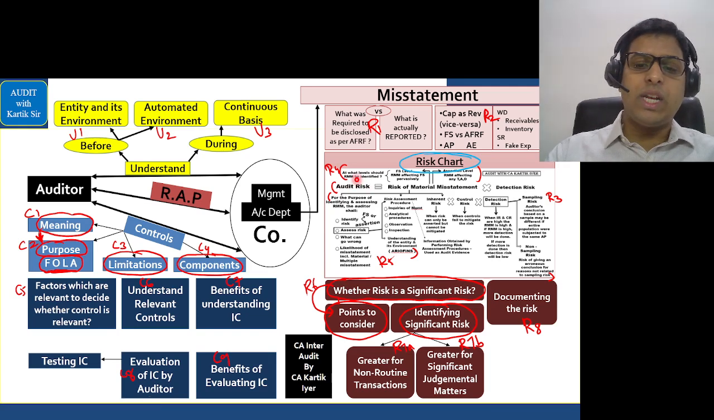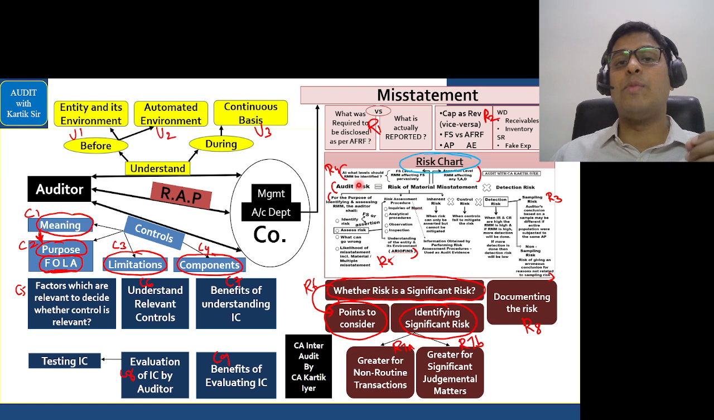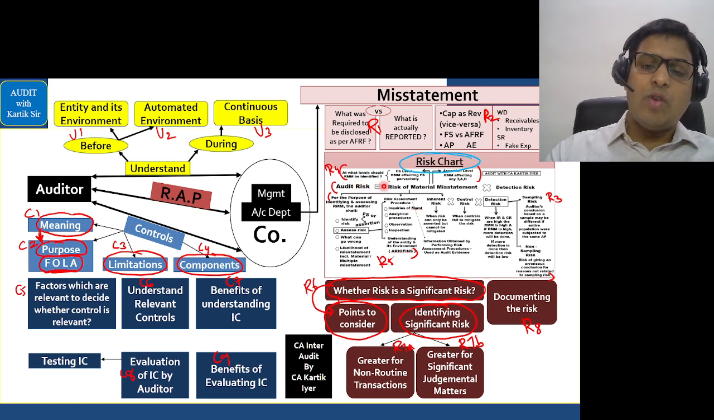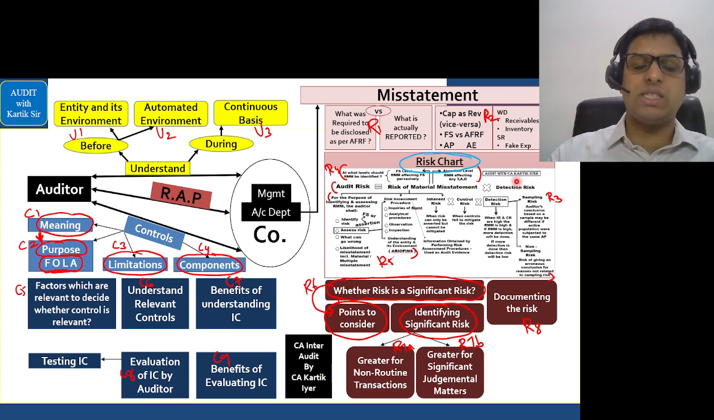First of all, audit risk. What is audit risk? Audit risk is the risk of giving an inappropriate audit opinion. Then audit risk is equal to risk of material misstatement into detection risk. What is risk of material misstatement? It is nothing but inherent risk into control risk. So audit risk is equal to inherent risk into control risk into detection risk. That is your audit risk.